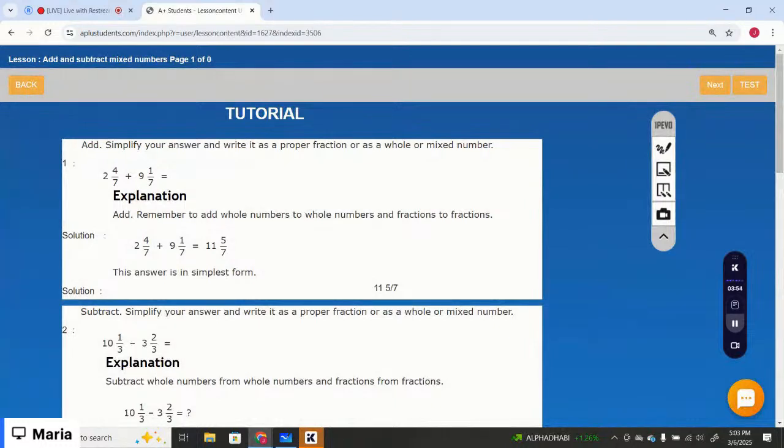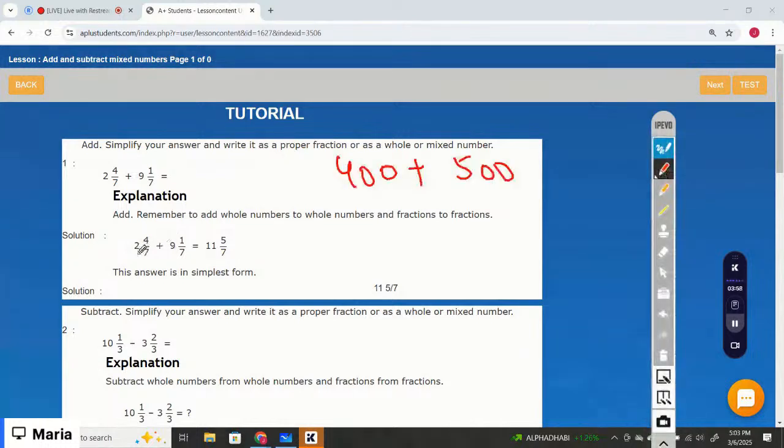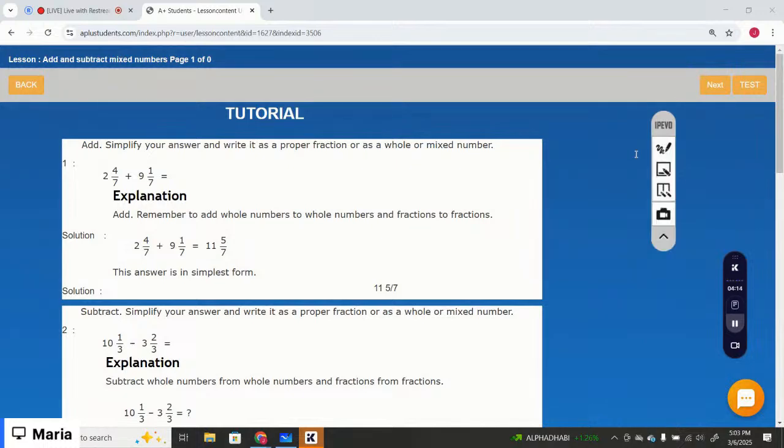9 whole 4 by 7 plus 2 whole 1 by 7. So just add the whole numbers. 9 plus 2 makes 11, and the fractions have same denominators. They have like denominators. Simply add their numerators. 4 plus 1 is 5. So that is 11 whole 5 over 7.